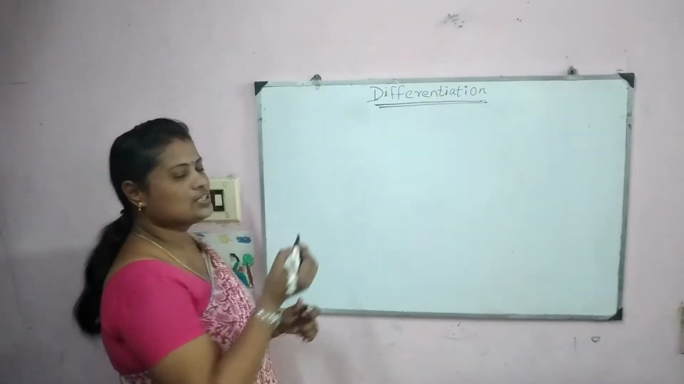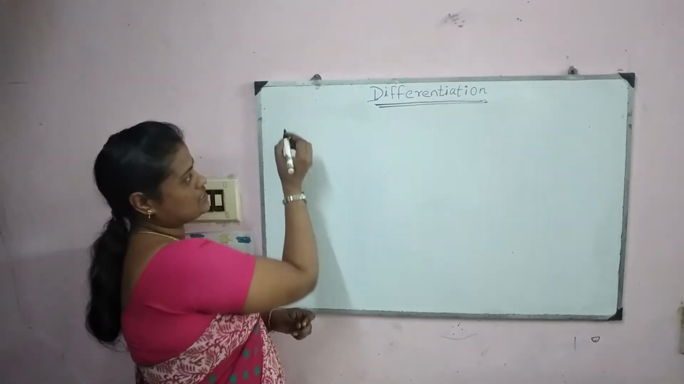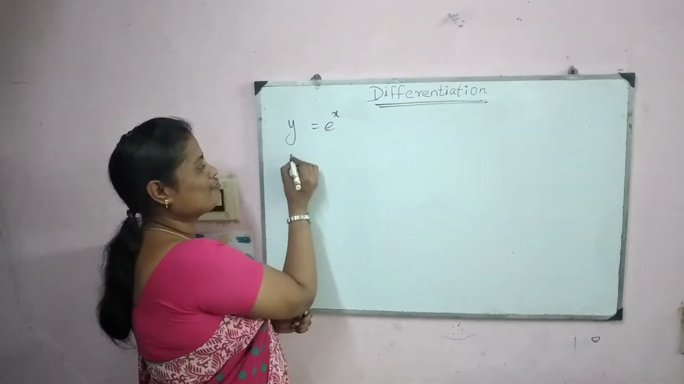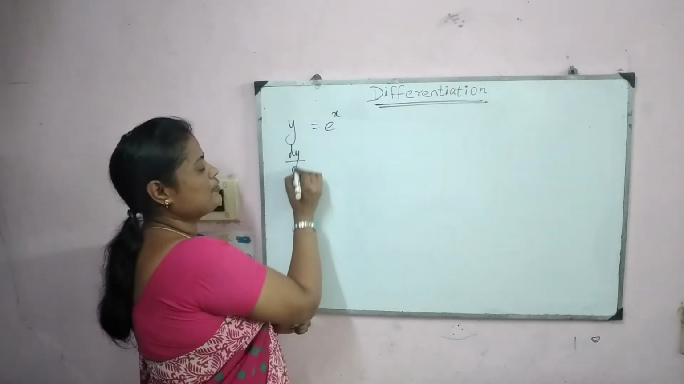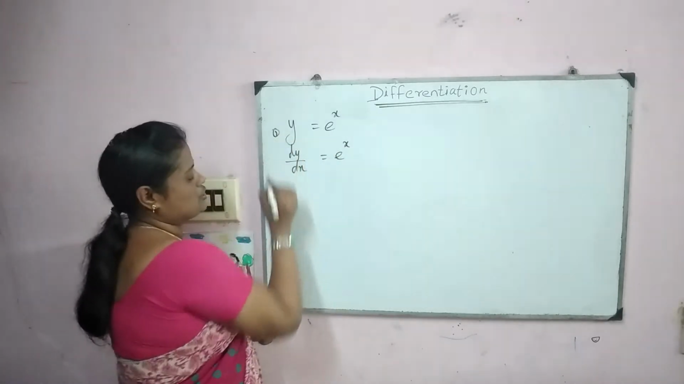In this video let us start with the Max Superstar. Who is Max Superstar? e power x. y is equal to e power x. So differentiation of y, dy by dx, e power x differentiation, again e power x. So this is the first one.